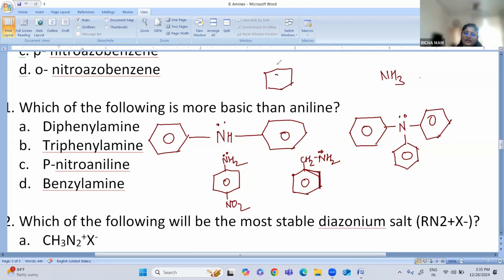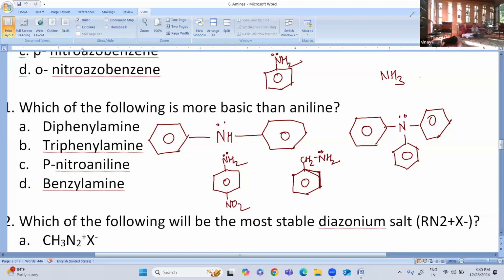And this is your aniline. Can anybody tell me, A diphenylamine, B triphenylamine, C para-nitroaniline, and D benzylamine. Which is more basic than aniline? What do you think? Which is more basic here? Benzylamine. Yes, benzylamine. Now, why do you say benzylamine is more basic? Can you give the reason?